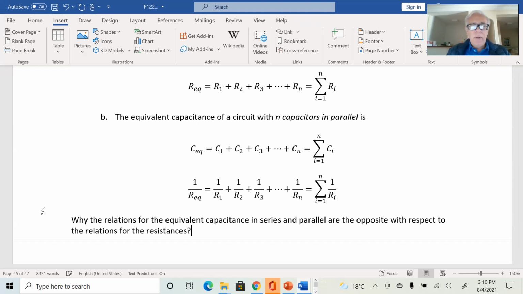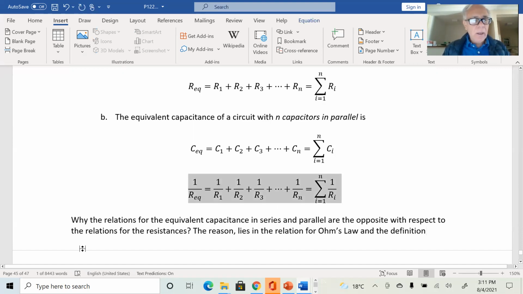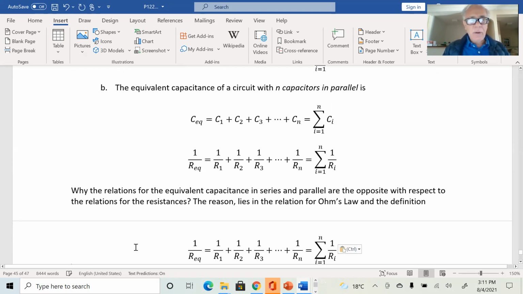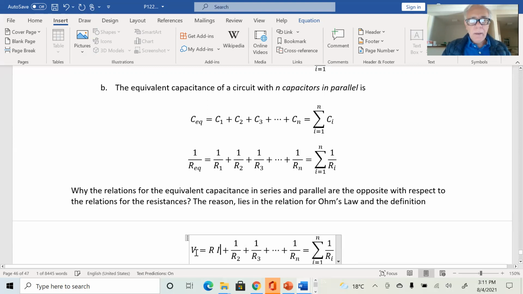Okay, so the reason, here you go, lies in the relation for Ohm's law and the definition of capacitance. I already wrote down Ohm's law, how it looks, right? I'm going to write that down again for you. Here you go. Ohm's law. In Ohm's law, the resistance is directly proportional to the voltage. Remember that? V equal to RI.